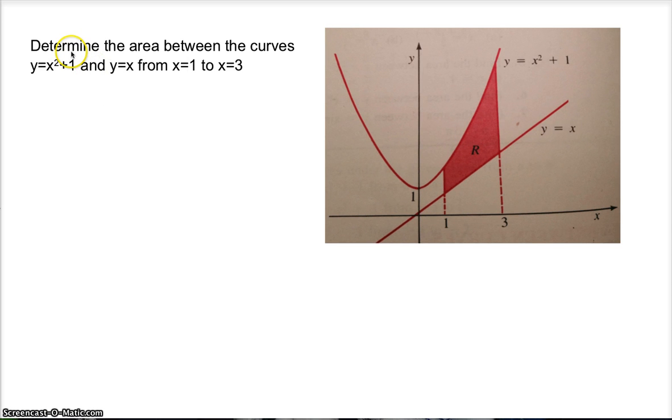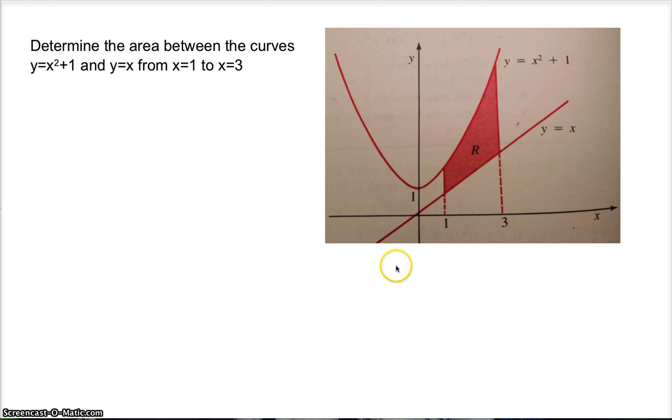In this example, we want to determine the area between the curves y equals x squared plus 1 and the straight line y equals x from x equals 1 to x equals 3. So I have a diagram here. I have y equals x squared plus 1, which is above y equals x, and bounded to the left by 1 and bounded to the right by 3. So this is the region we want to calculate.